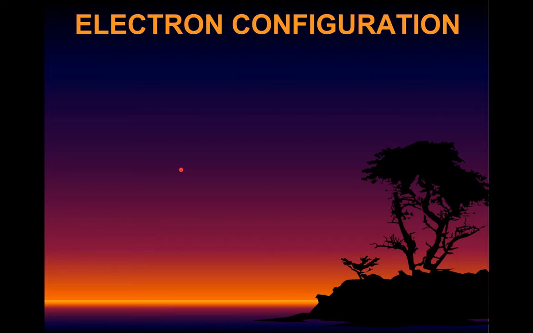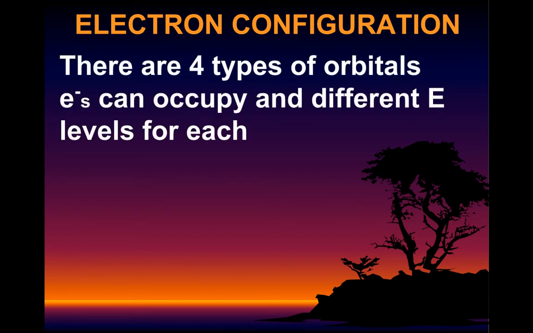Okay, Mr. Samuels here with a quick lesson on electron configuration. So to review, orbitals are the regions of space that electrons can occupy in the atom. They're not nice, neat little circles like Bohr thought, but strange regions where we have a probability of finding them, as was discovered by Erwin Schrödinger.